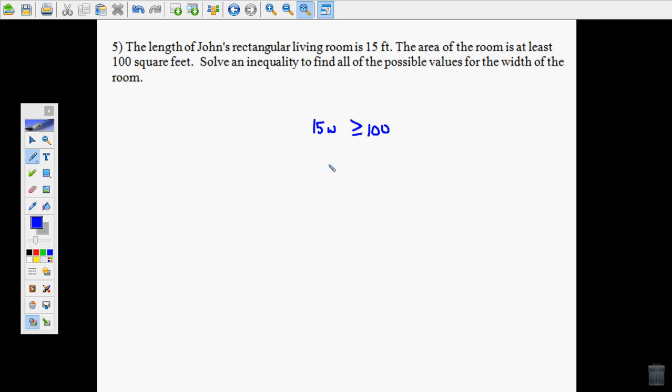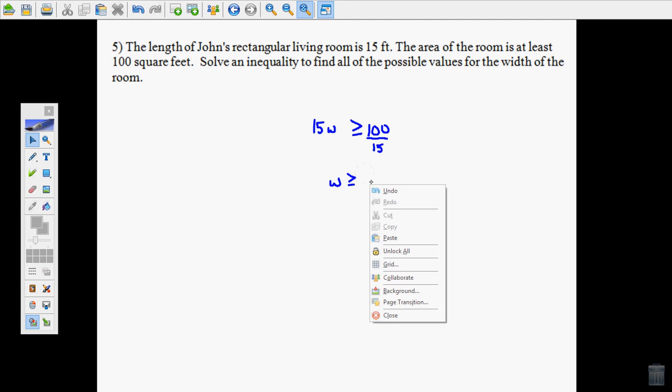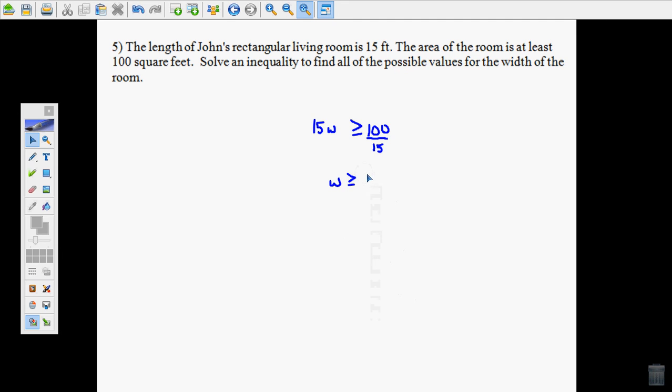Okay, so we want to go ahead and solve that. So what do you get when you solve that inequality? Well, you divide both sides by 15, and you get that w is greater than or equal to, let's see here, what do we get? 6 2/3. So the width has to be at least 6 2/3 to make that happen.